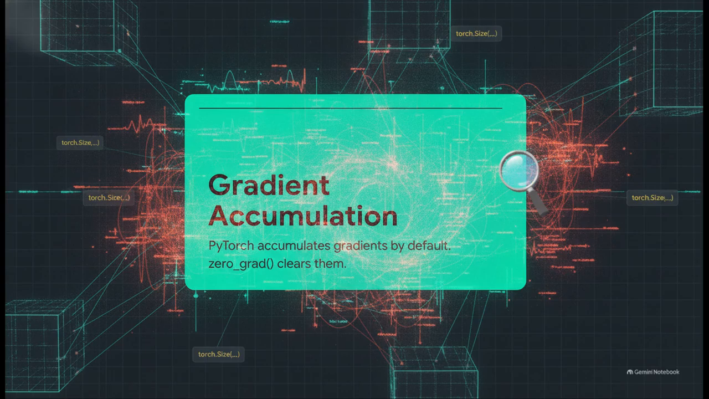Think back to step 1 of our loop, zero grad. Why is it step 1? Well, because PyTorch is designed to accumulate gradients by default. If you skip this, the Autograd engine will just infinitely pile new gradients on top of the old ones from every past batch. You'll instantly break your derivative math, and your model will absolutely fail to learn.